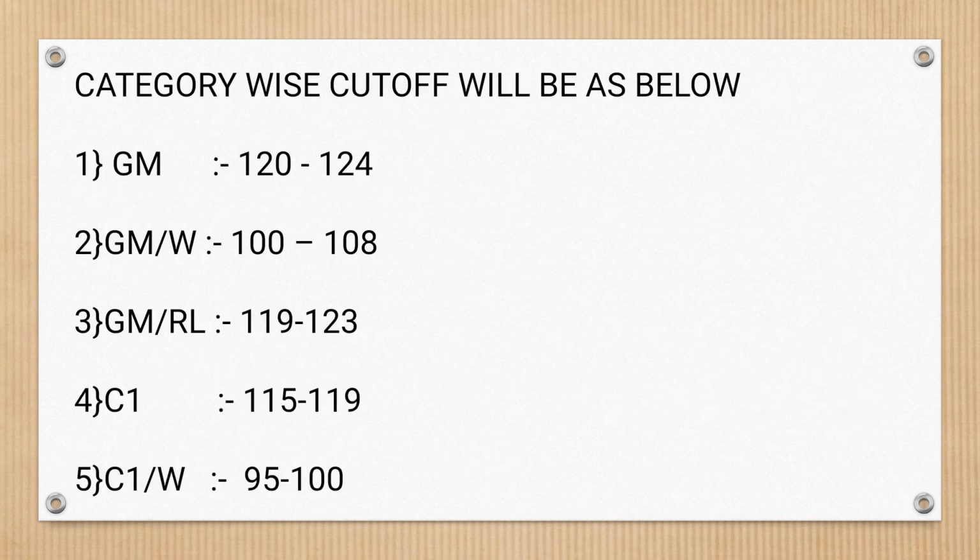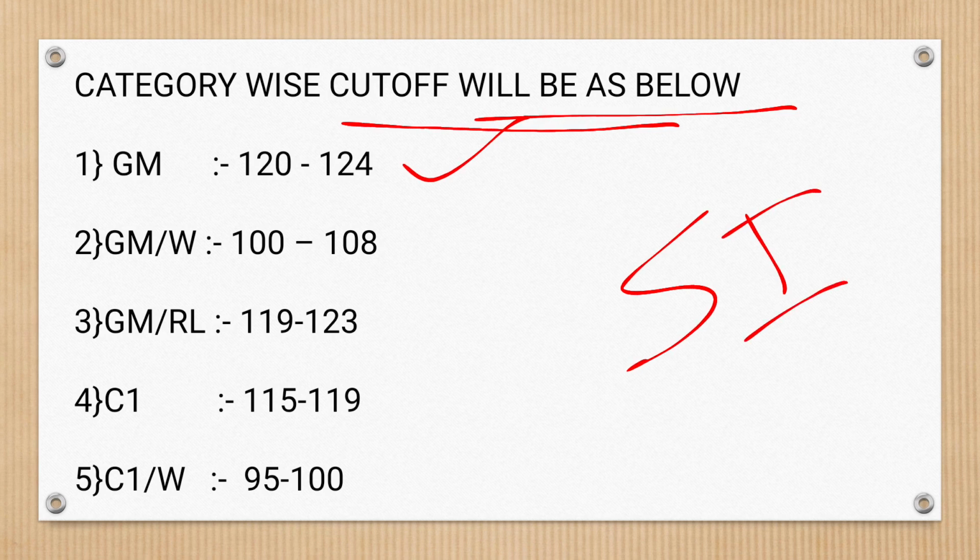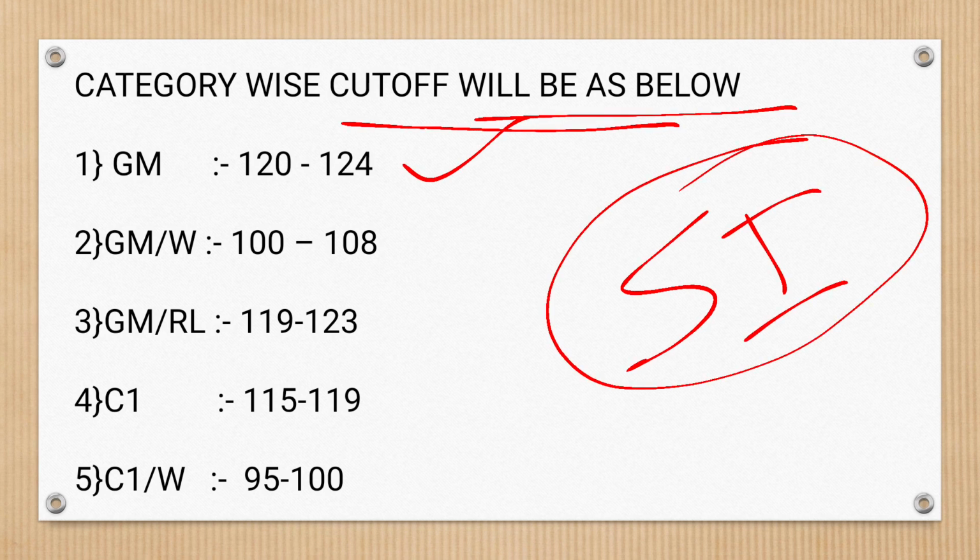So these are some of the expected cutoff for each and every category wise divisions. GM, it will be somewhere between 120 to 124, and do remember this category wise cutoff is for statistical inspector, right? In upcoming slides we will be looking for the cutoffs of statistical officer as well as labor inspector. GM woman, it will be 100 to 108. GM rural, it will be 119 to 123 marks.